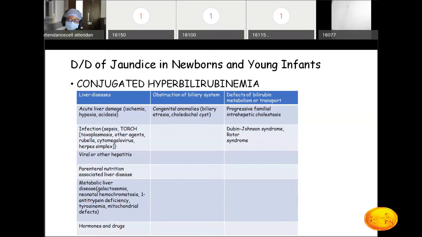The others that you know, just as you have unconjugated hyperbilirubinemia, you had Crigler-Najjar, same way you have Dubin-Johnson and Rotor syndrome, where there is some genetic problem in excretion of the conjugated bilirubin into the biliary system. So these are the two conditions that you should remember for bilirubin metabolism or transport: PFIC, and Dubin-Johnson and Rotor. So that's the rarer of the conditions that we have seen, but important all the same.